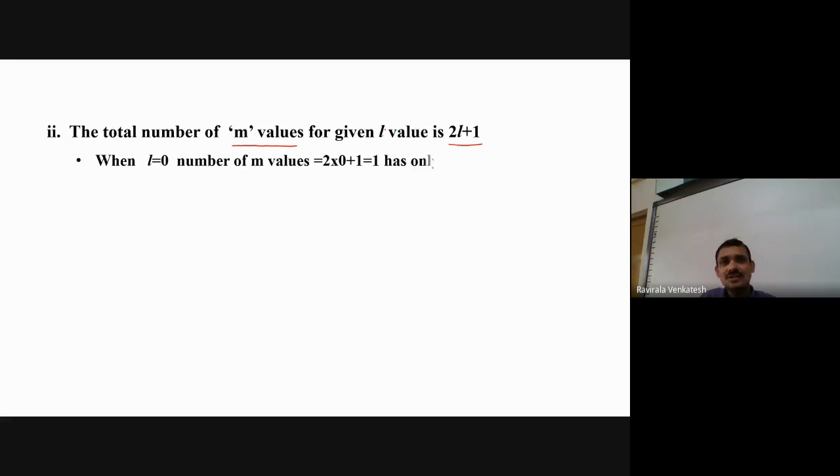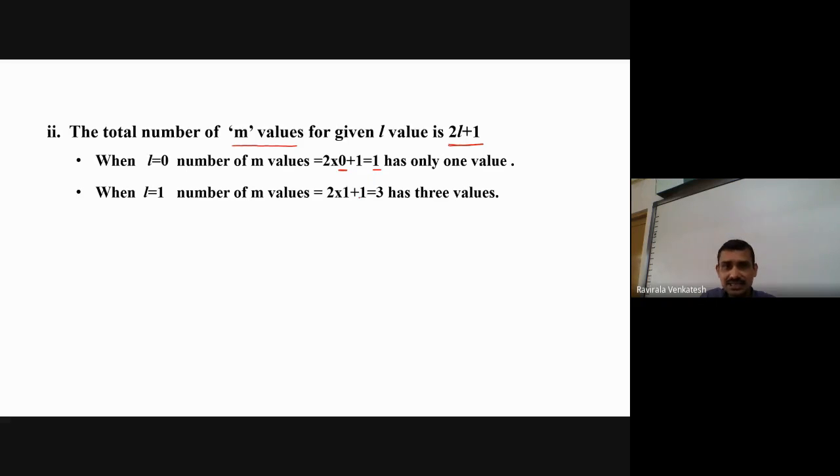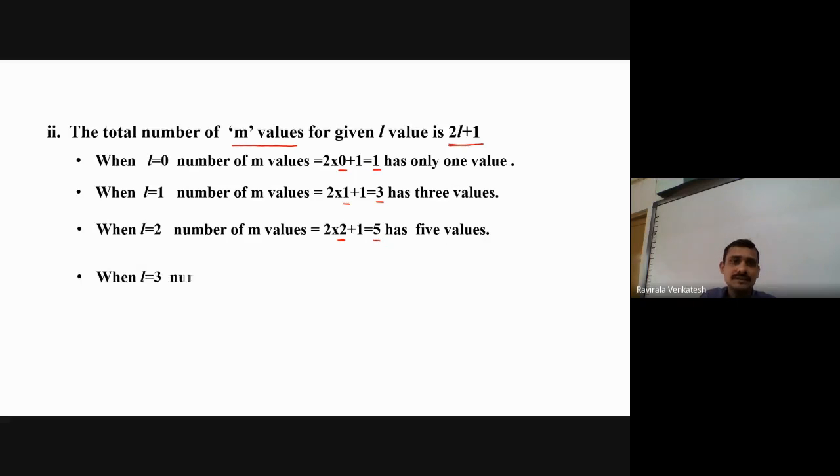Now, when L is equal to 0, we use the 2L plus 1 formula. Put L equal to 0 here, and we get only one value. When L is equal to 1, we get 3 values. If L is equal to 2, we get 5 values. If L is equal to 3, we get 7 magnetic quantum numbers.